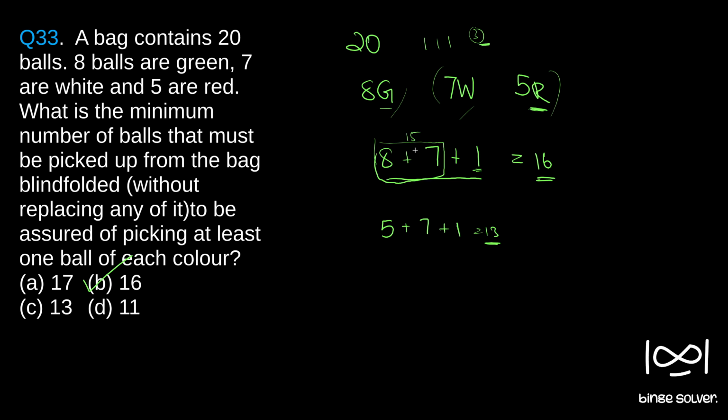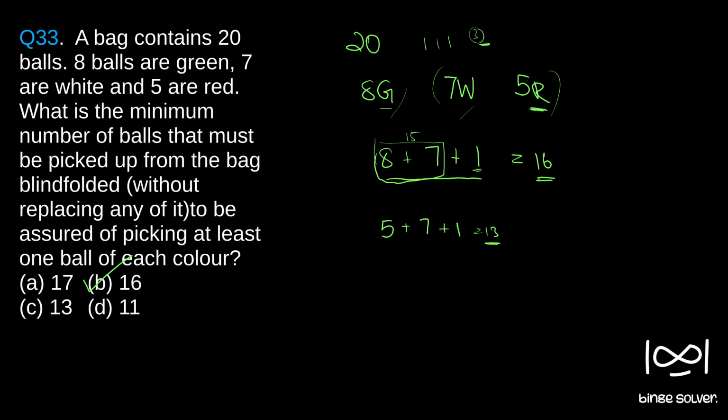So we are looking for the worst case. That is why we started with the largest number first, and then moved on with the smaller numbers. This is how you find the worst case scenario. So 16 is the worst case scenario, or the minimum number that we should pick to be assured that we will get balls from each color, at least one ball from each color. So yeah, the solution to question 33 is B, 16.